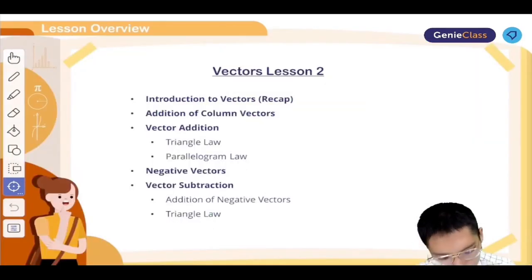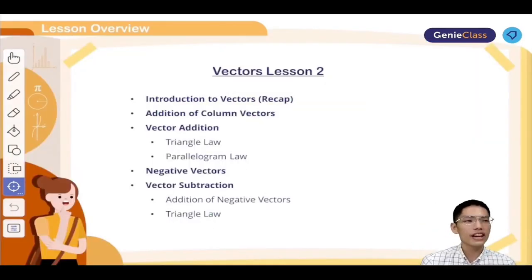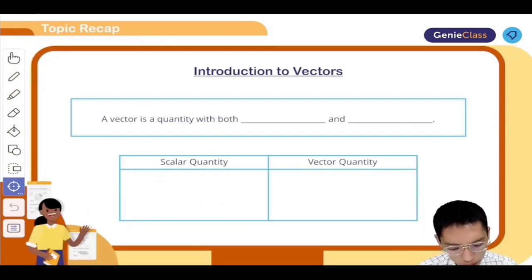Alright, so what are we learning today? Today we are going through vectors. Again, a lot of recap on the vectors that we have gone through. And we are going to learn how we add and subtract vectors, and what the notation is when we actually do them. Alright, so first up, a few recaps.